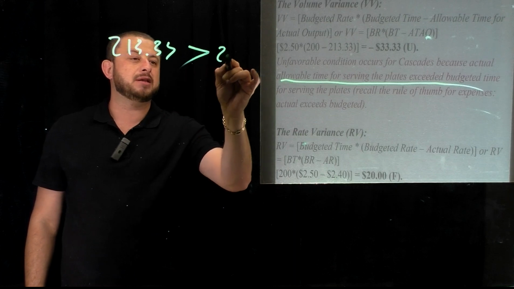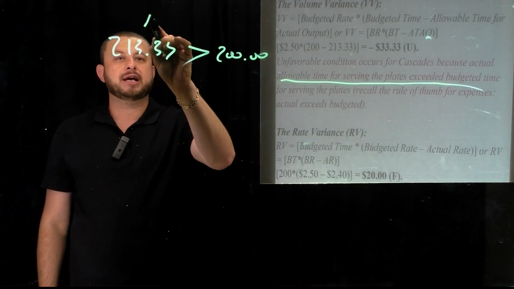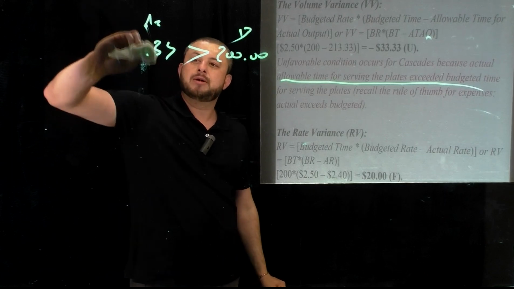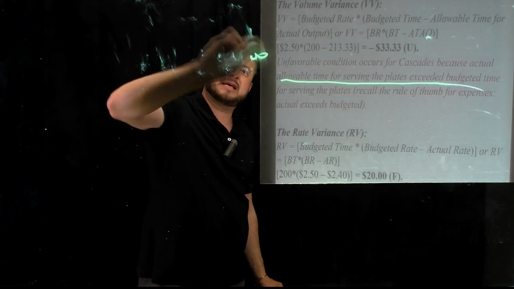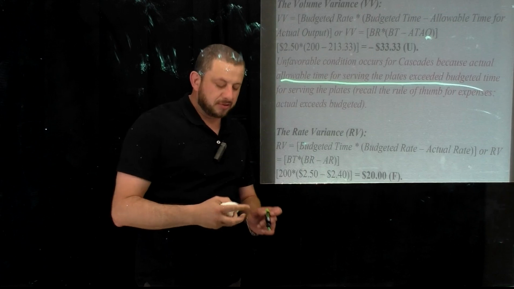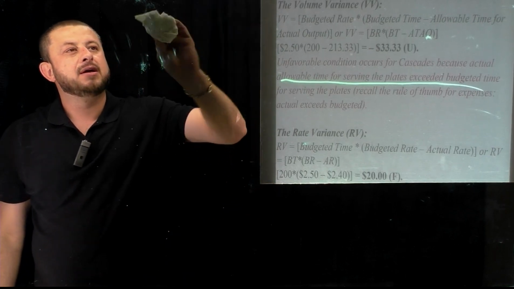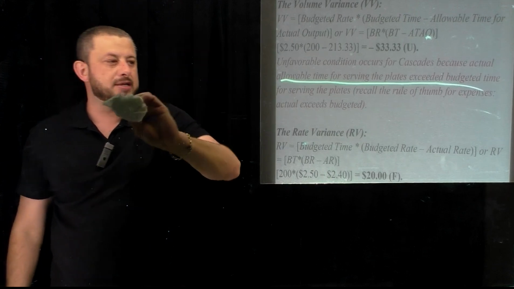213.33 is higher than 200. Therefore, actual exceeds budget, and it creates an unfavorable condition. Please don't forget to utilize the table to decide this. And of course, you can find the explanations right underneath the solution numbers over here, guys. Okay.